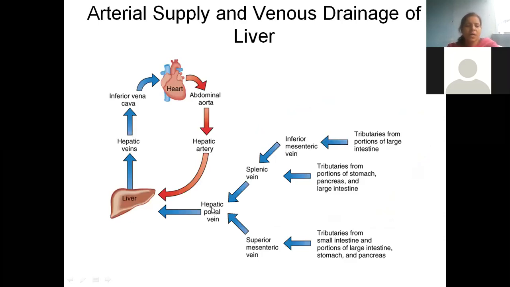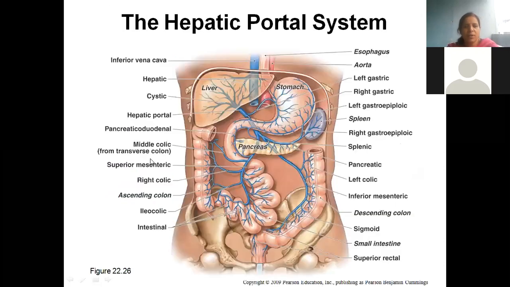Okay, see the entry: the splenic vein and superior mesenteric vein will join to form the portal vein. From the portal vein the blood will go to the hepatic vein. From the hepatic vein the blood is going back to the inferior vena cava.